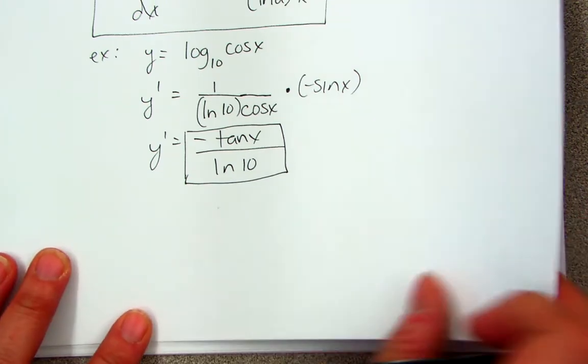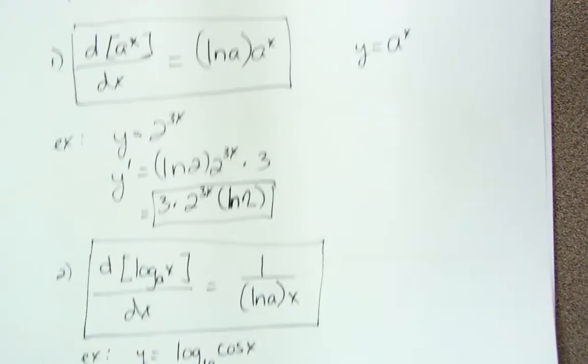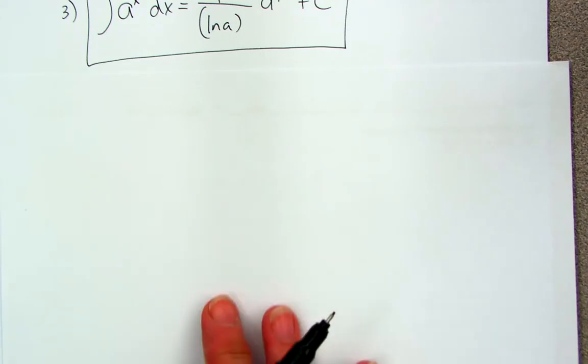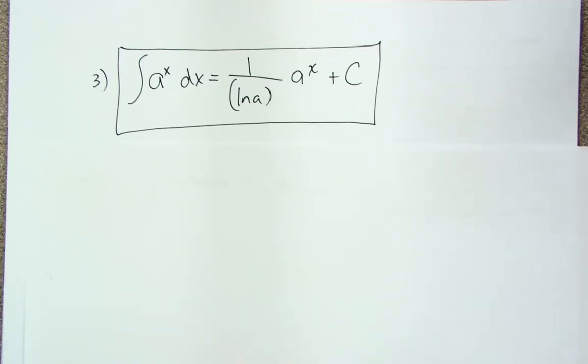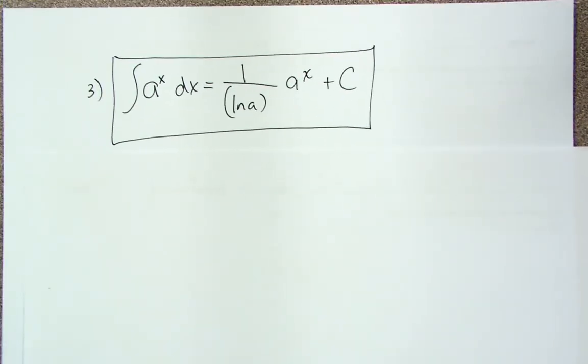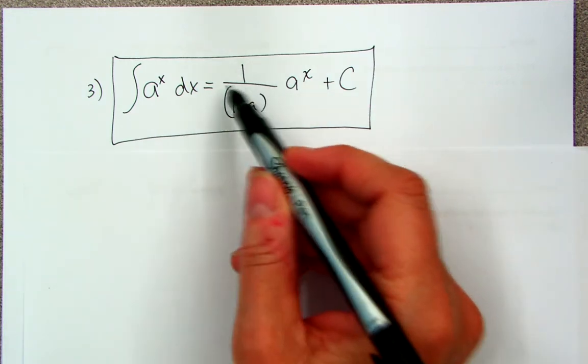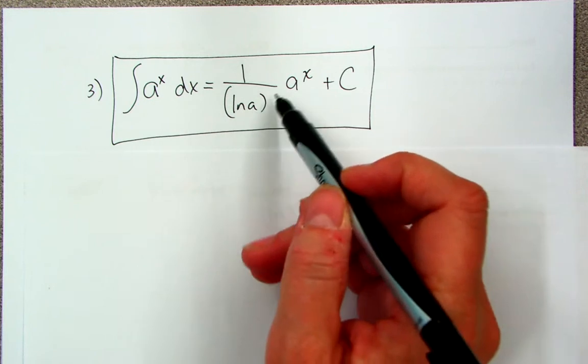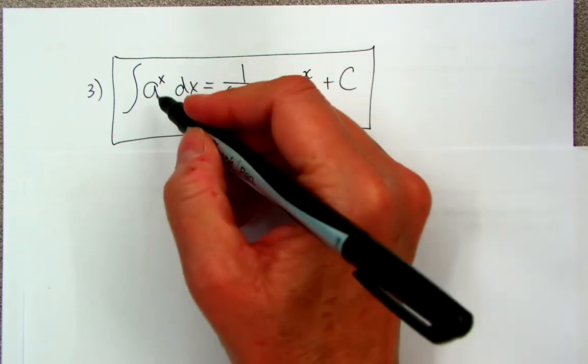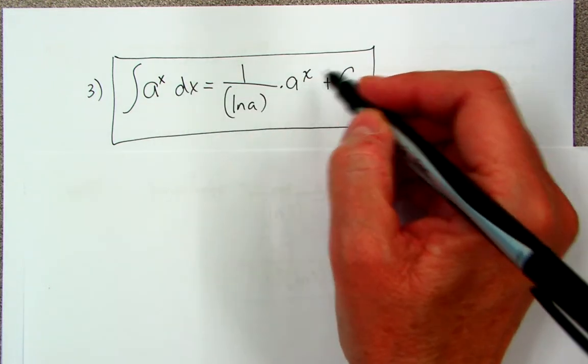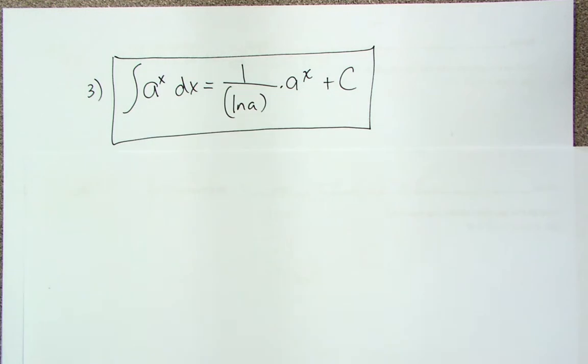And then we have one more that you're going to need for this section. The integration of a to the x dx equals 1 over the natural log of that base times whatever this is, plus c, because it's an indefinite integral.